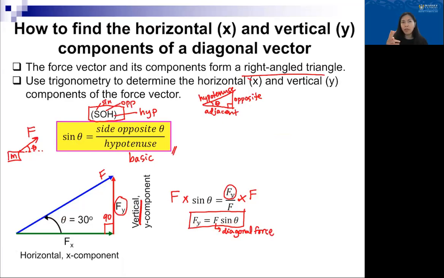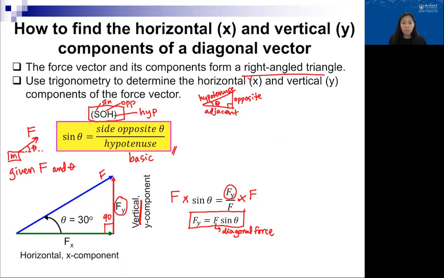So if you have a diagonal force, we will also give you the angle theta. So usually you are given F and theta. We will always give you two things, and we will ask you to find the third thing in the equation. So this is the equation for finding the vertical component: the diagonal force F times the sine of the angle.